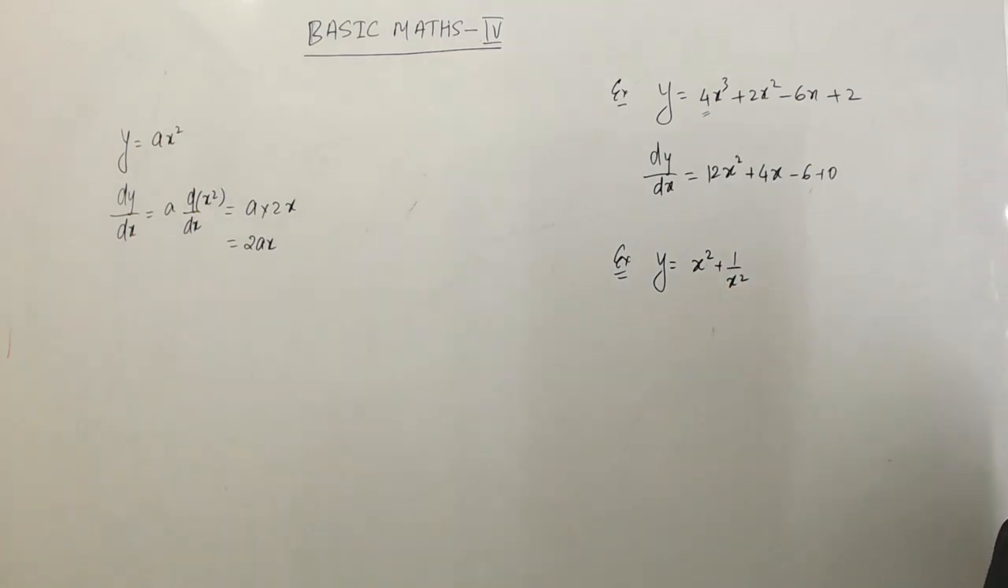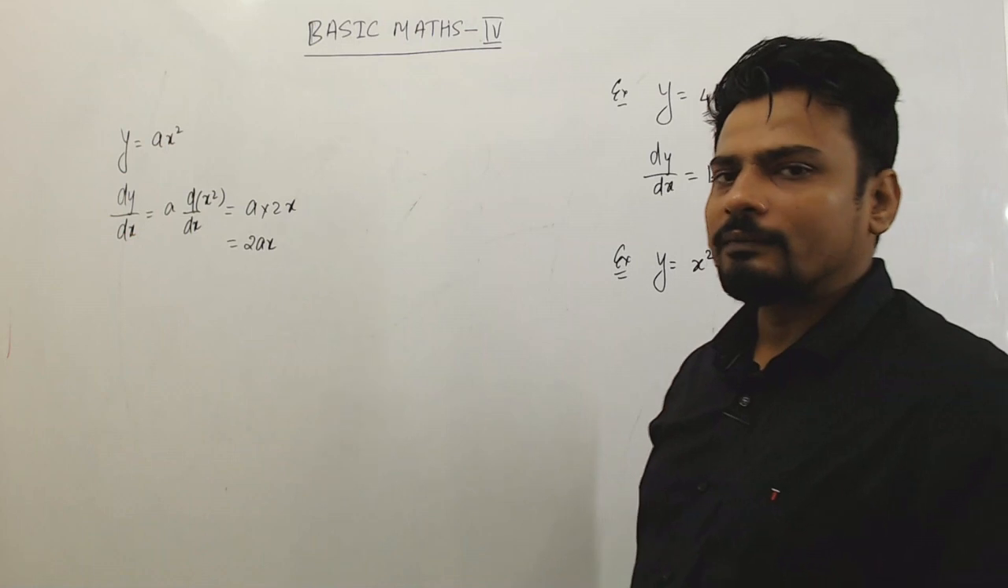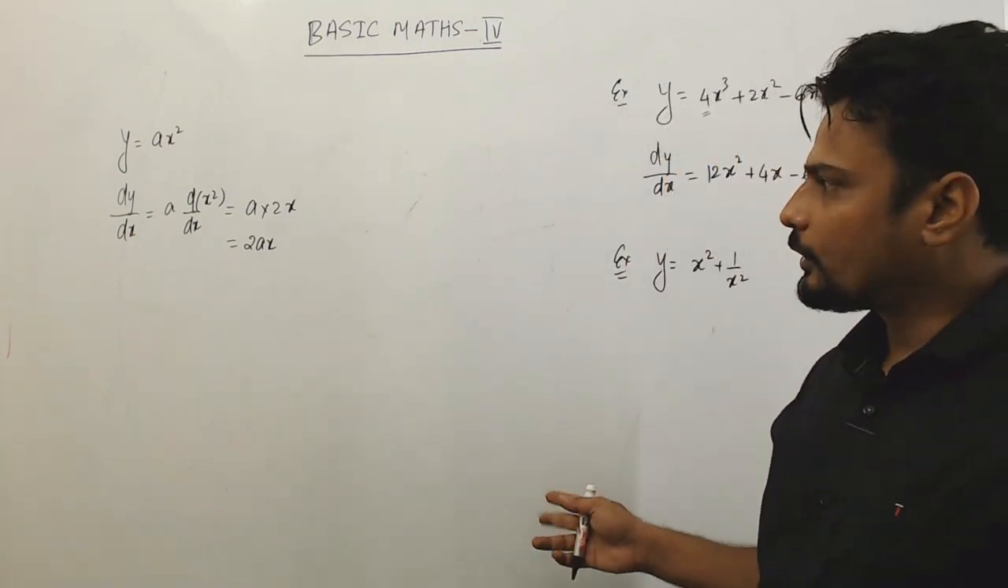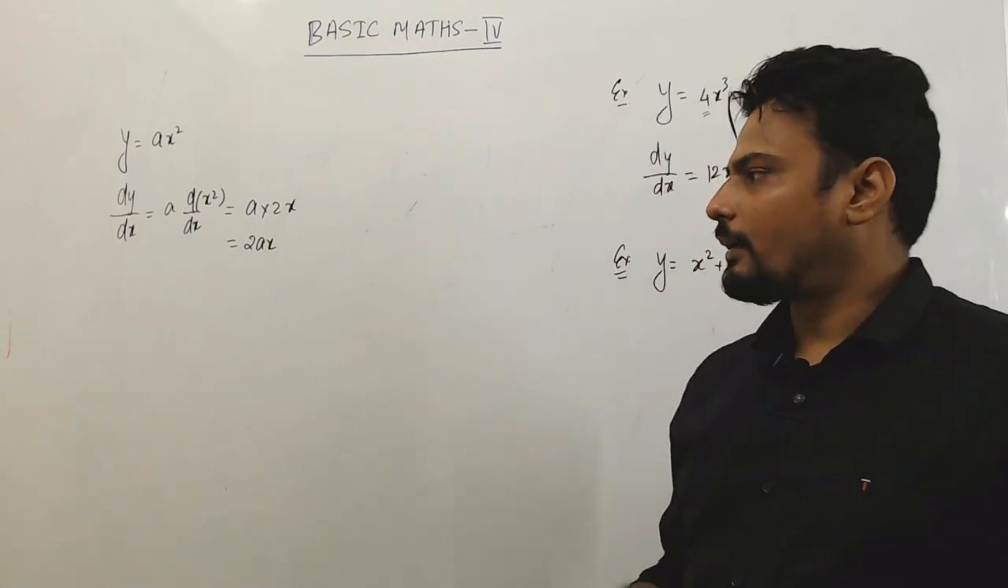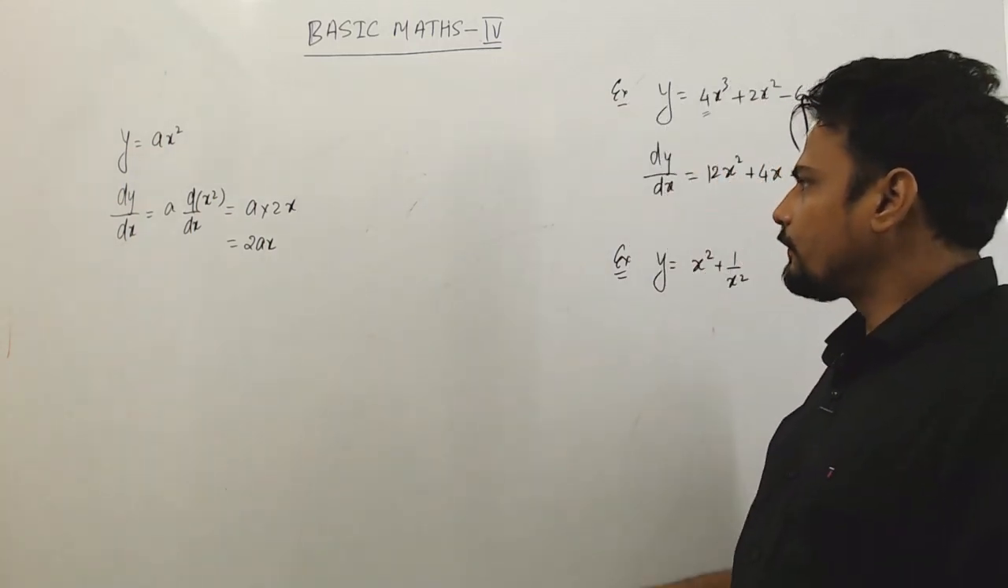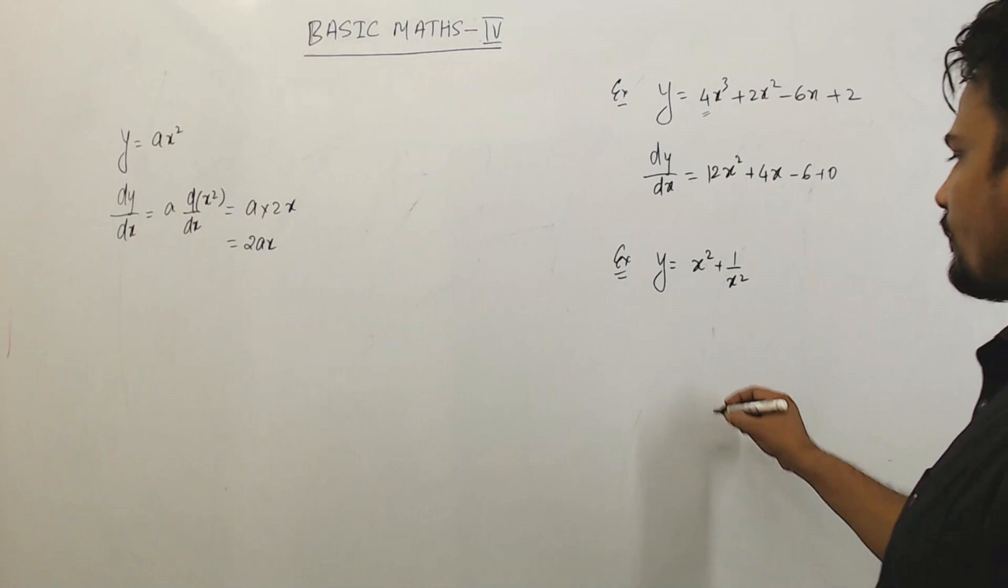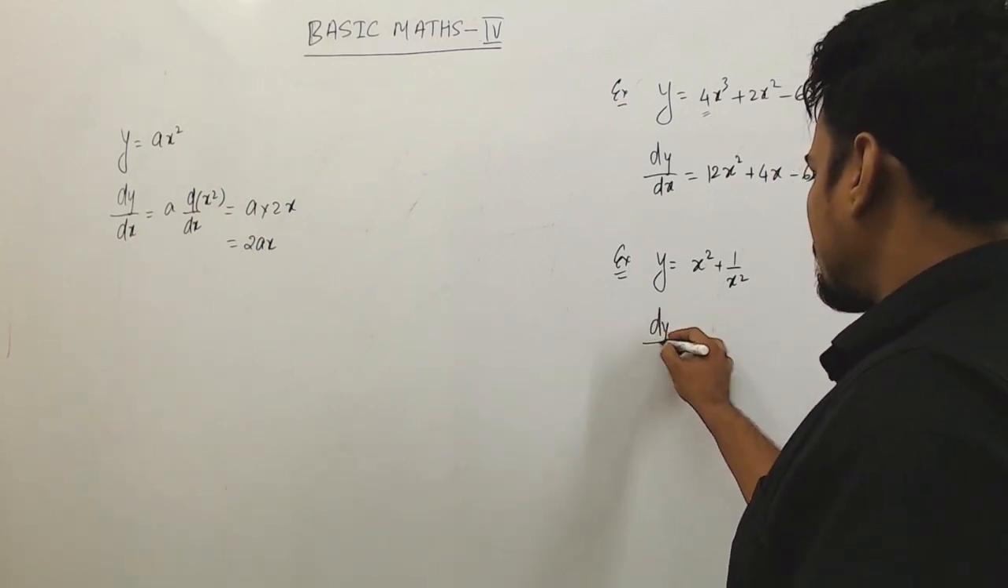The reason why I'm taking these many examples is to make you comfortable with the derivative, because you will be studying this in maths in the later part. Especially those who have taken biology will not be studying it, so for them it's going to be more crucial. So let's say dy upon dx.